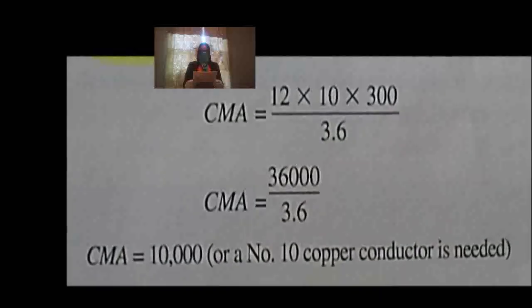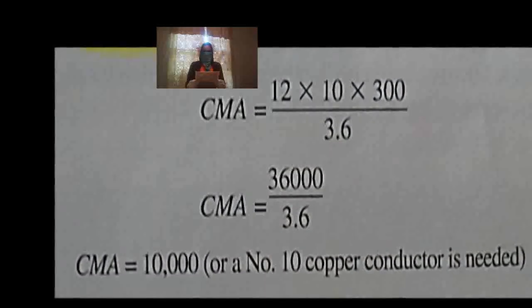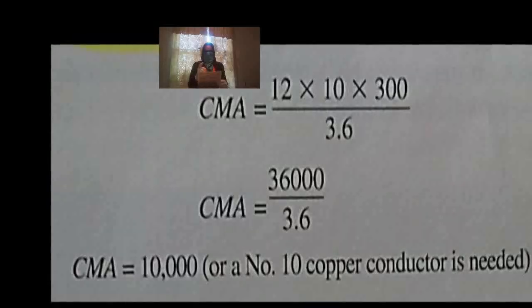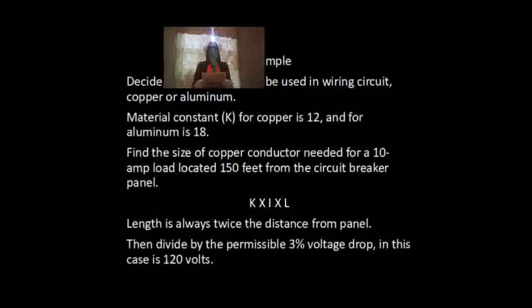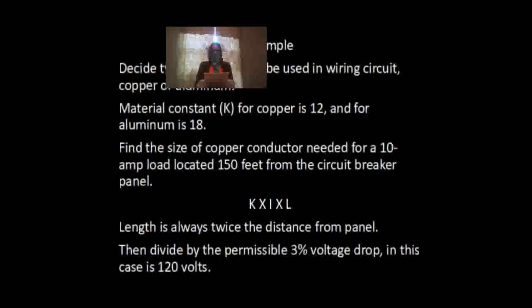Example. First, decide the type of material to be used in wiring the circuit, copper or aluminum. The material constant, K, for copper is 12. The material constant for aluminum is 18. This is an NEC standard based on the resistance of the material.